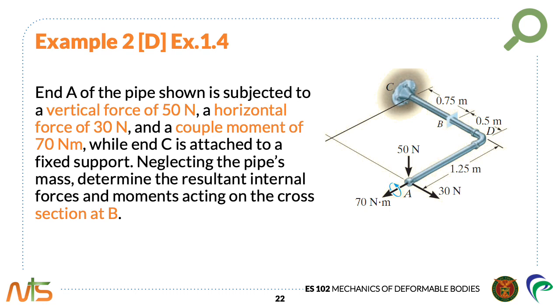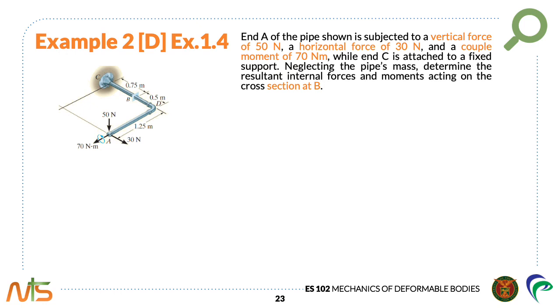Let's move on to another example. End A of the pipe shown is subjected to a vertical force of 15 newtons, a horizontal force of 30 newtons, and a couple moment of 70 newton meters, while end C is attached to a fixed support. Neglecting the pipe's mass, determine the resultant internal forces and moments acting on the cross-section at point B. This problem can be solved by considering segment AB, so we do not need to calculate the support reactions at C.